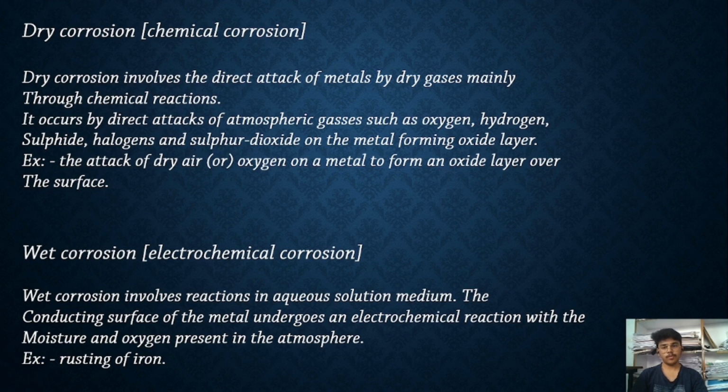What is wet corrosion? Wet corrosion involves reaction in an aqueous solution medium. The conducting surface of the metal undergoes an electrochemical reaction with the moisture and oxygen present in the atmosphere. Example: rusting of iron.